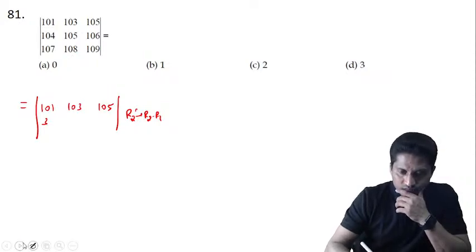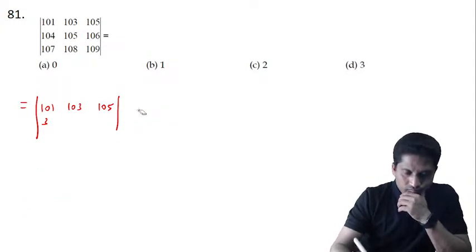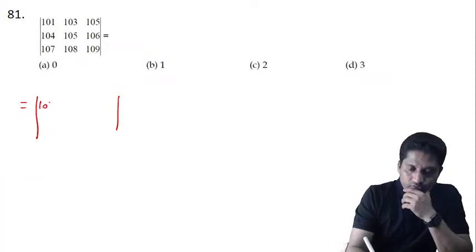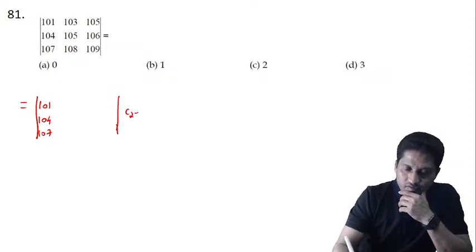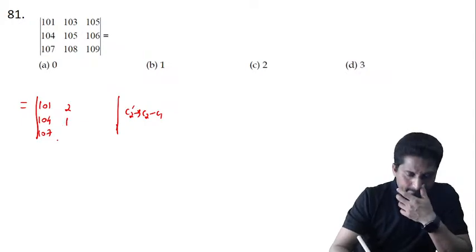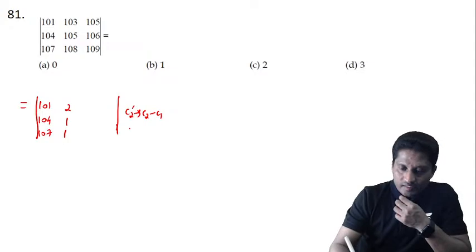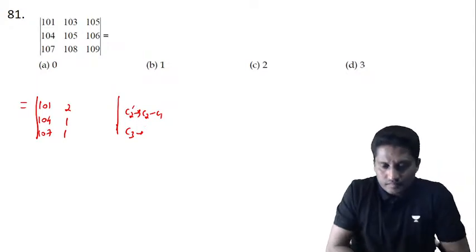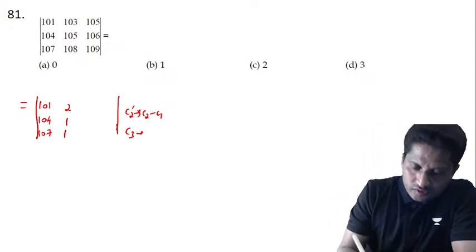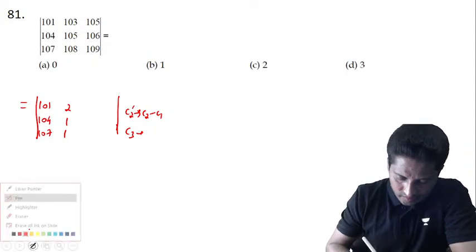Alright, if I change C2 to C2 minus C1, let me keep the first column as it is: 101, 104, 107. Change C2 to C2 minus C1. You will get this is 2, this is 1, this is 1. And change C3 to C3 minus 101. This should be 102. Somewhere there's an error in this question.